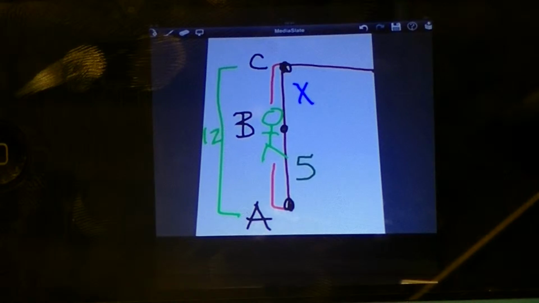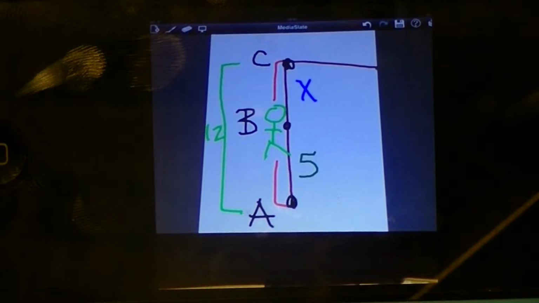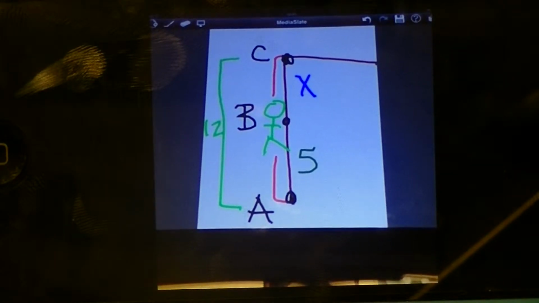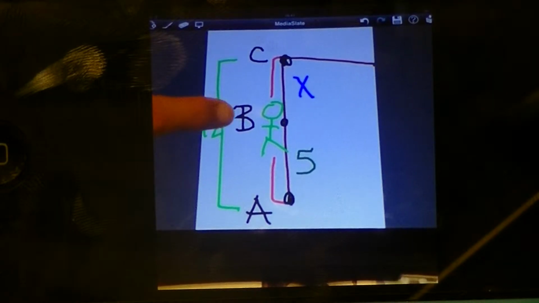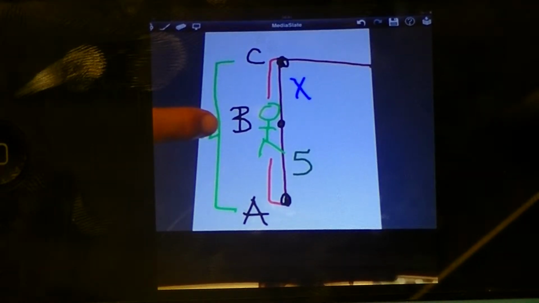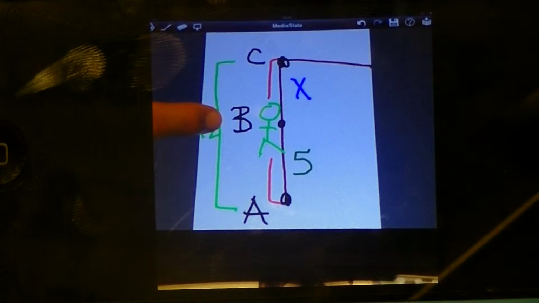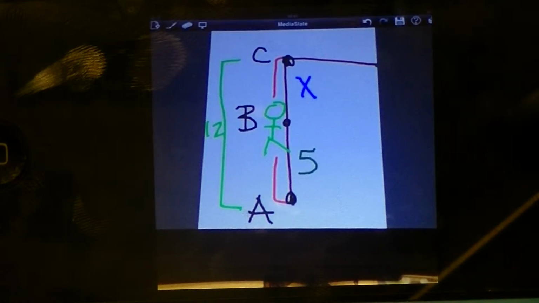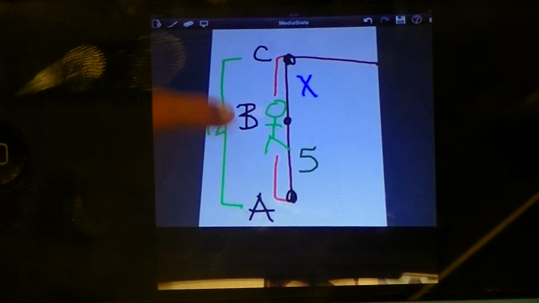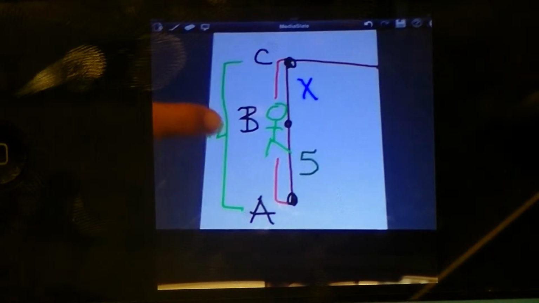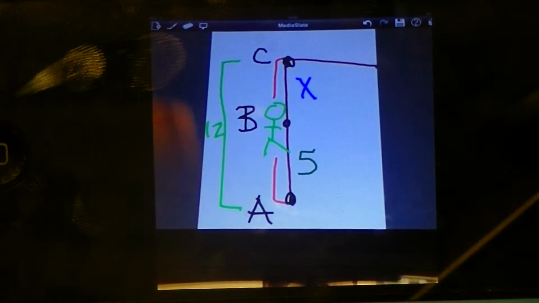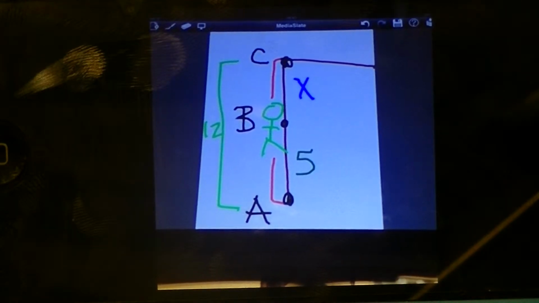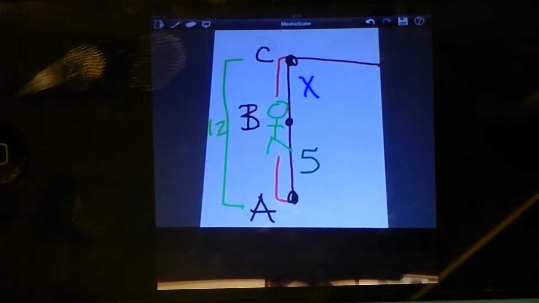This would be a representation of a real-life application of Chapter 1. If this cliff guide, climber, was 5 feet up the cliff, and the cliff is 12 feet high, how high is X? That's something that you could find out in the real world and find out how high you have to climb.